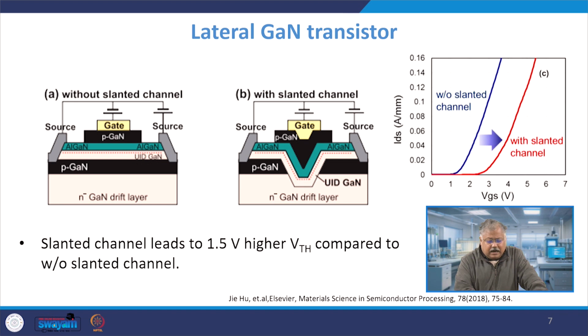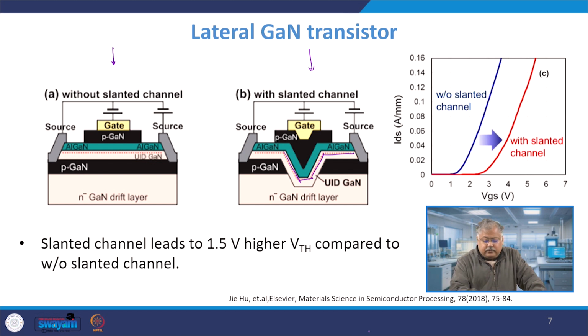Let us now come to the lateral GaN FET. I will have two types of channels available. One is a straight channel, and the second one is a slanted channel. If you look at figure A, this is without a slanted channel, and here we have a slanted channel. This is what I define as a slanted channel, right? So the effective length actually goes on increasing in this case.